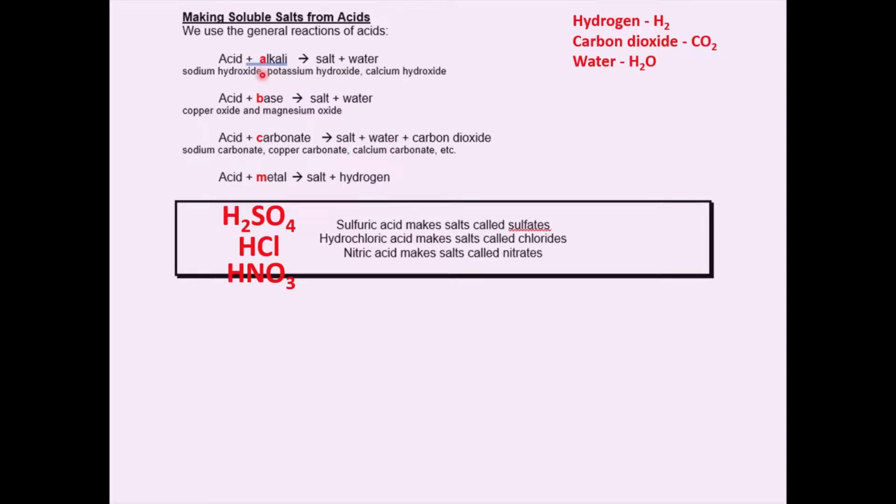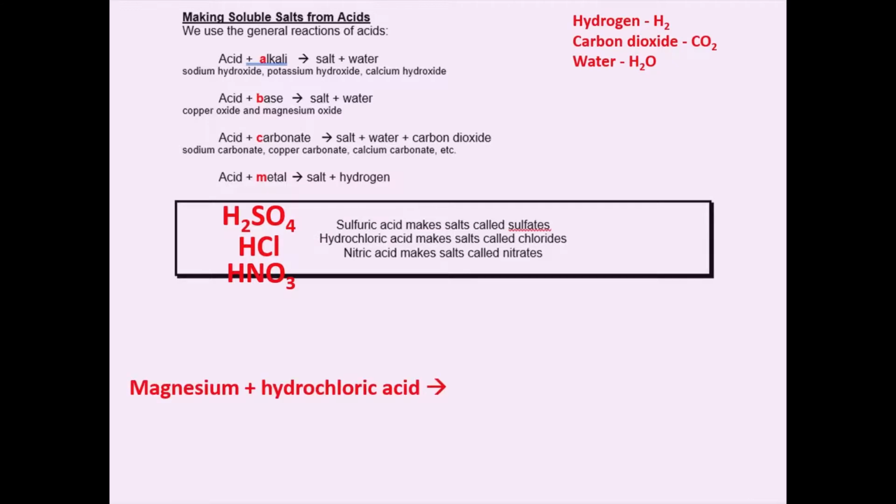As I said before, remember A, B, C: acid plus alkali, base or carbonate all give salt plus water, and carbonate also gives carbon dioxide. And then acid plus metal gives salt plus hydrogen. A couple of formulas to keep in mind. Every time we've got hydrogen gas, we use H2 in the equation, and hopefully you're familiar with carbon dioxide and water, CO2 and H2O. And our formulas for our acids, again we have to commit to memory: H2SO4, HCl, HNO3.